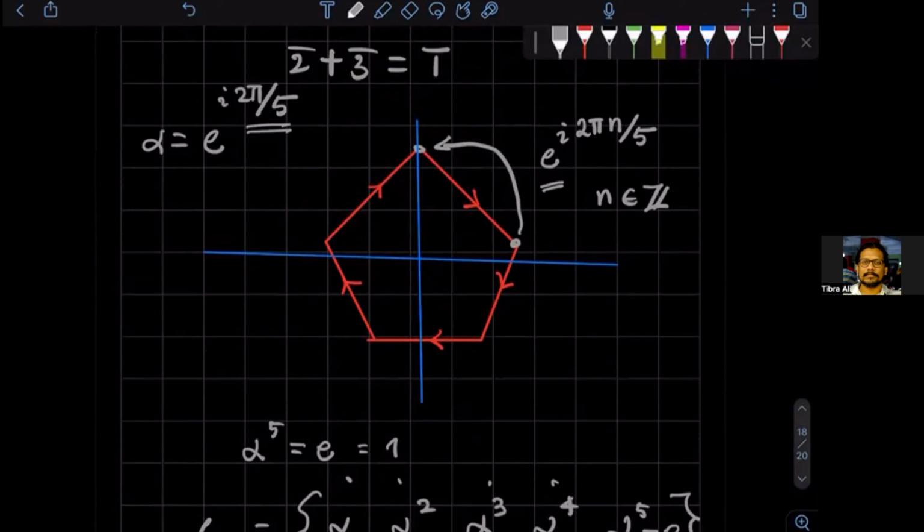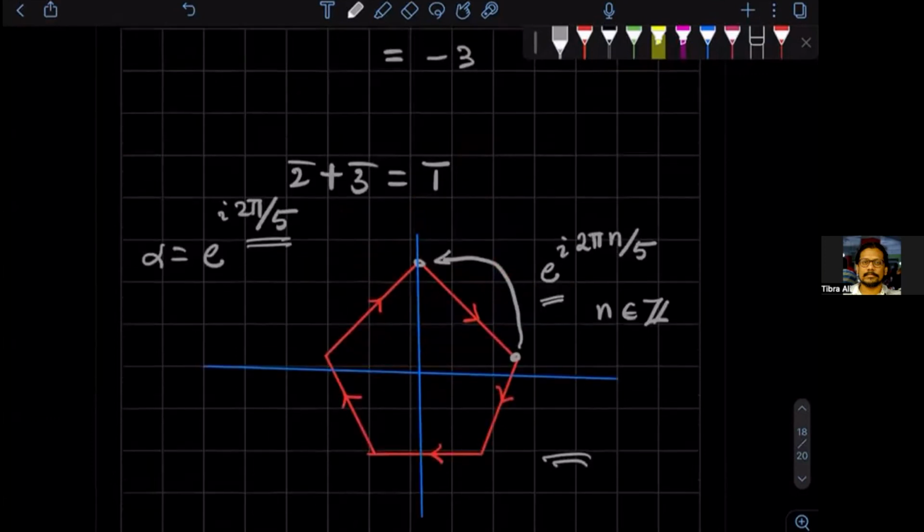Does that make it a bit more clear, or are you still confused? No, sir, it's a bit clear. Here, what we're doing is we're using an isomorphism, right? We are creating a very explicit representation in terms of complex numbers, in terms of phases. Okay, any more questions before we move on to the next example?